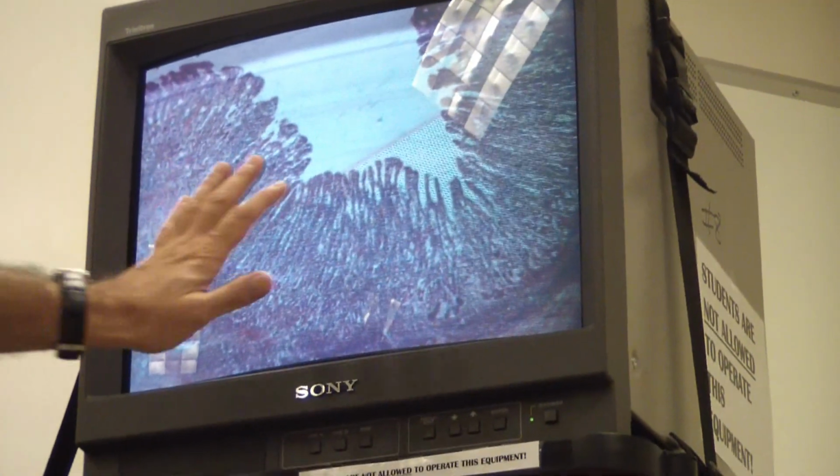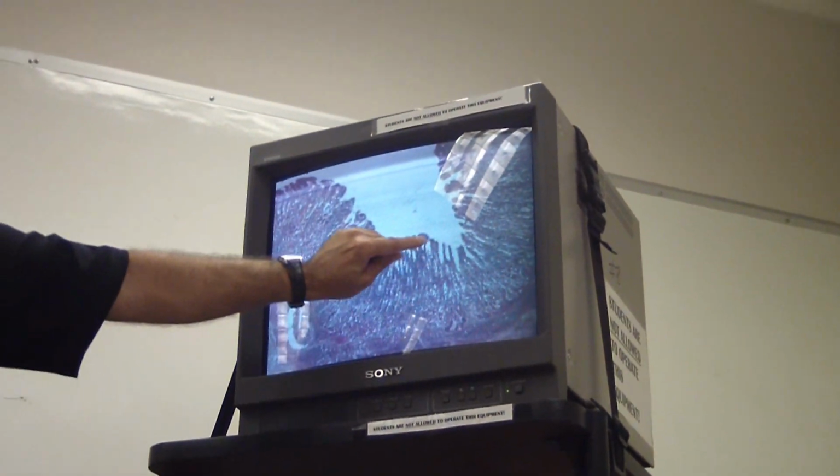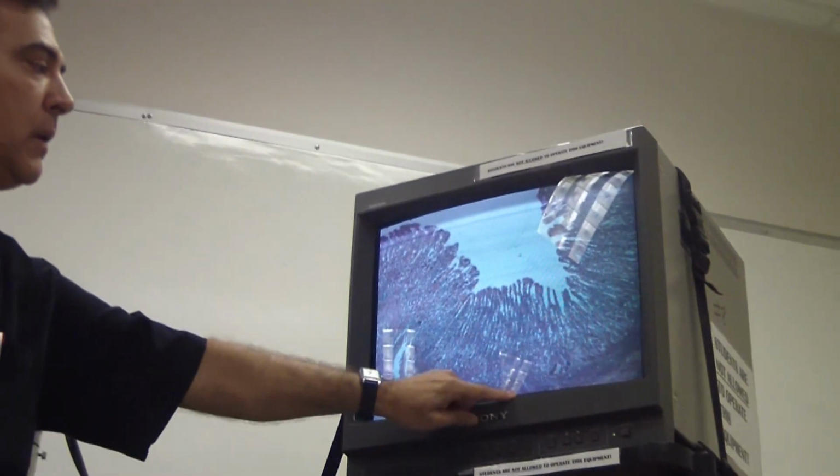If I really want to see the simple columnar, just like what you did in AMP1, you have to go to what? To 40. Yes? Because on the scanning you cannot see the epithelial tissues. You have to go to 40 to take a look at it. But these are the gastric pits, where you have the simple columnar.